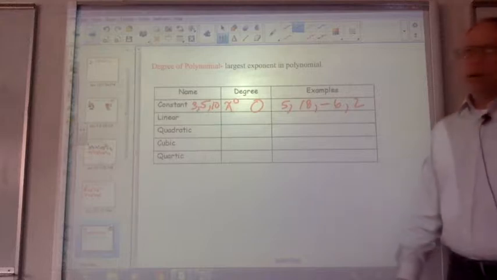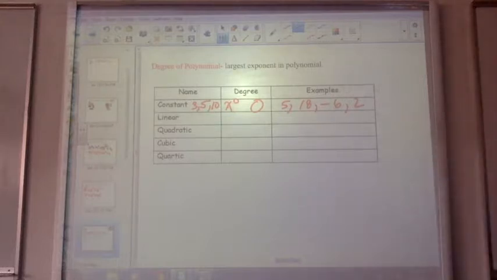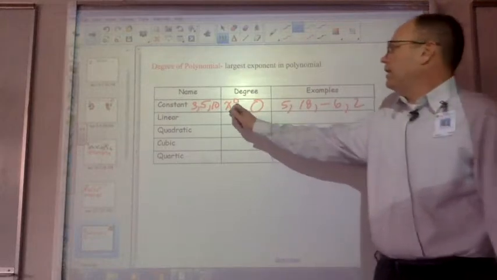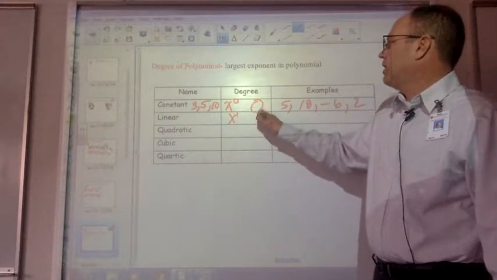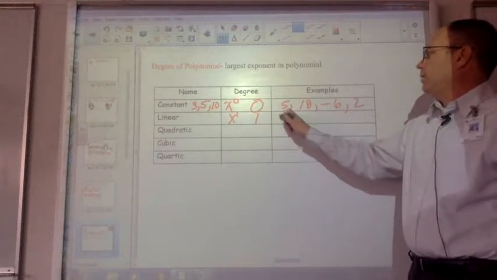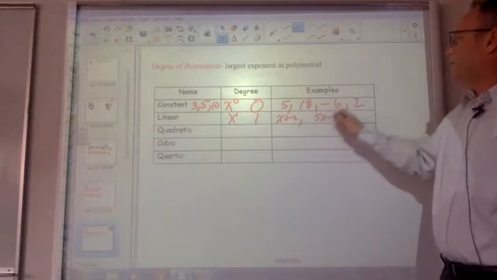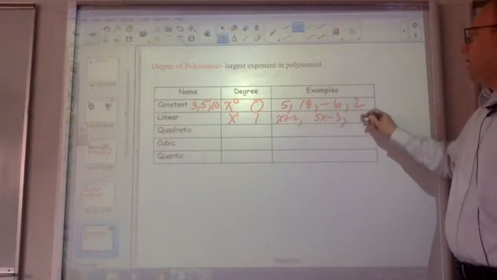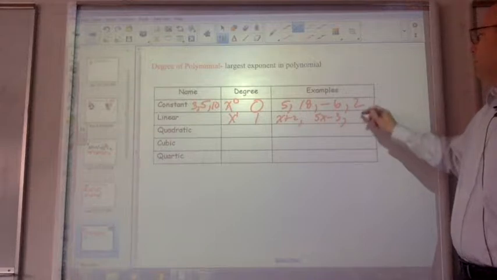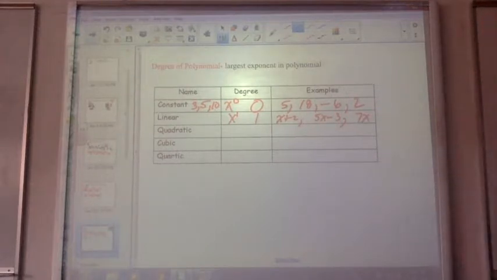If it is linear, and I graph it, it would make a straight line. Everyone okay with that? So linear is x to the 1st power, so it's the 1st degree. An example of linear would be like x plus 2. It might be 5x minus 3. It could be just, I don't know, 7x. Okay? Those are linear, meaning my highest exponent in my entire problem is to the 1st power. And if I were asked to graph it, it would form a straight line.